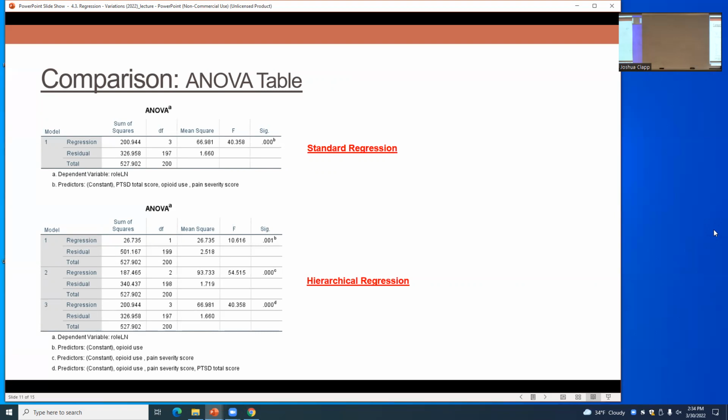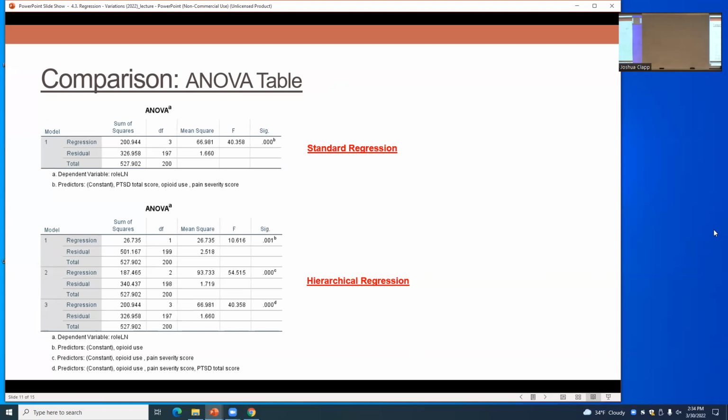How do they relate to those in your simultaneous regression? Yeah, it's all the same, right? Because this is just your ANOVA model with all 3 predictors, okay?